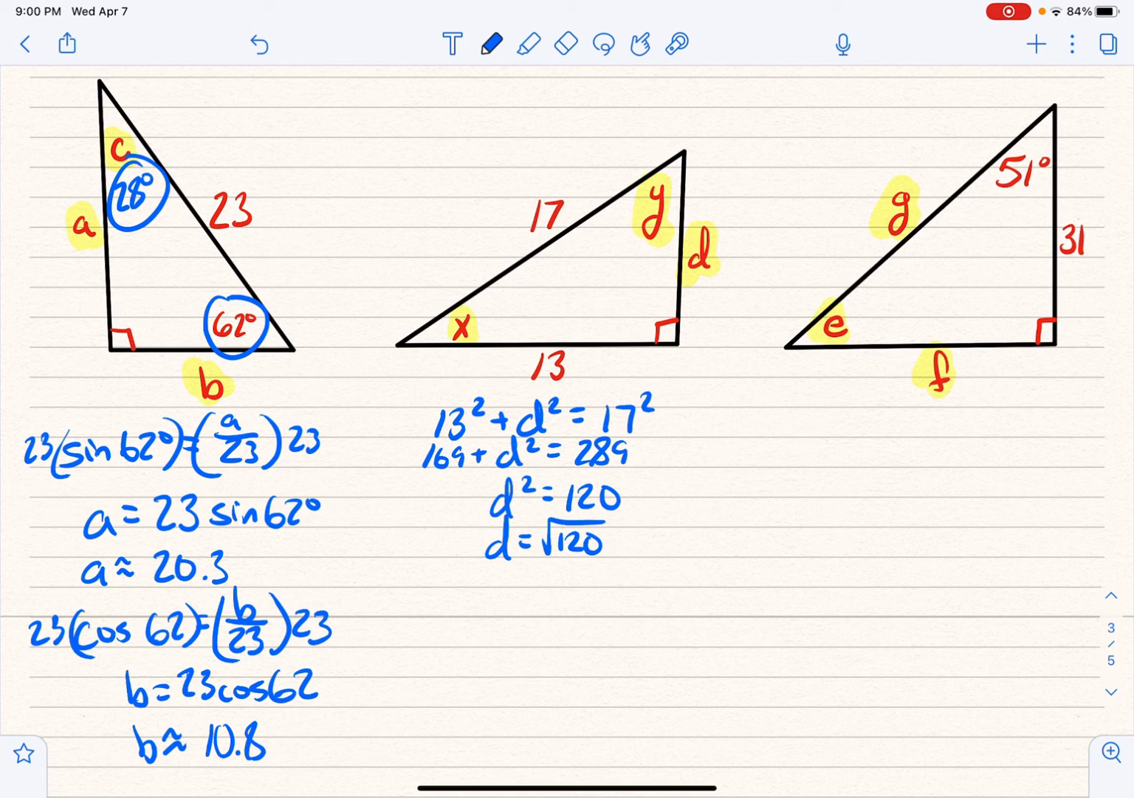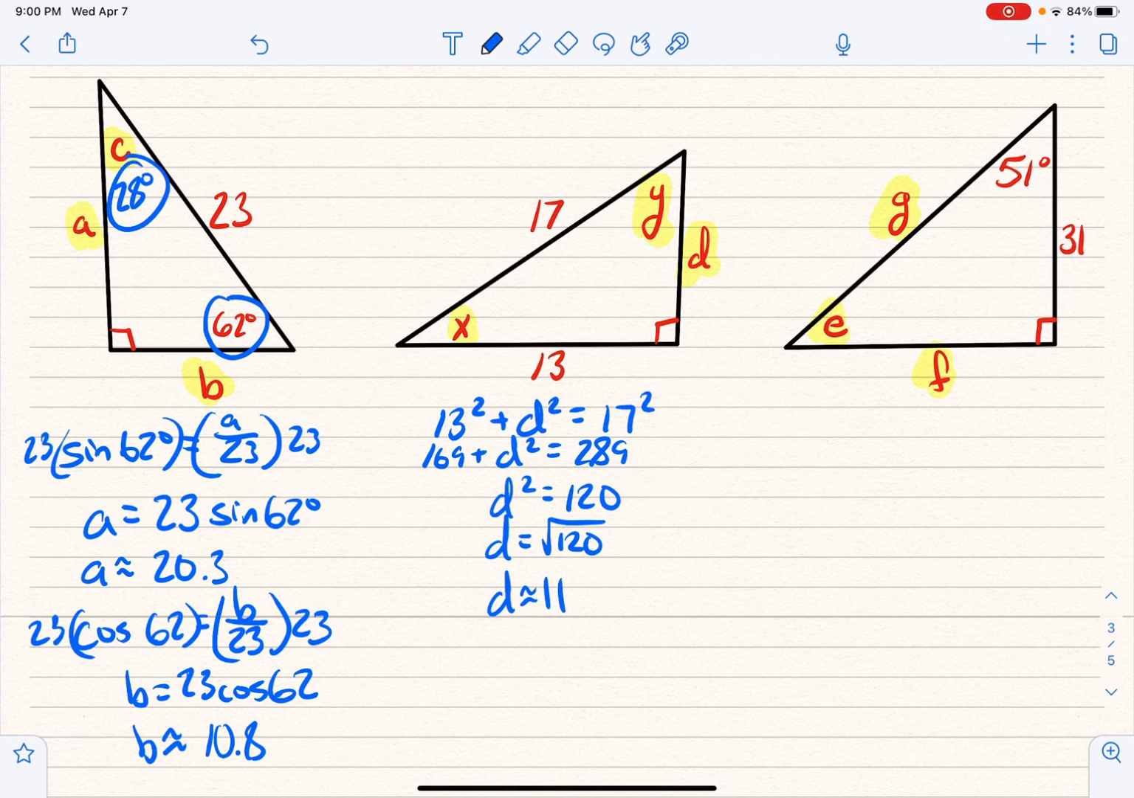Now that doesn't have a nice, clean, even square root, but I'll go ahead and get an approximate answer. And that ends up being about 10.9541. So the 5 would round the 9 up, and that would actually become about 11. So I say D is about 11.